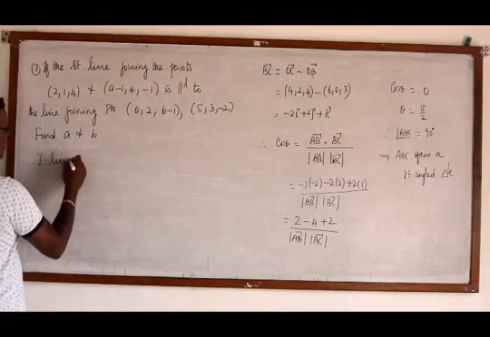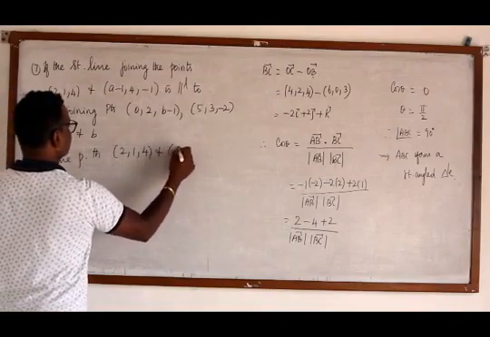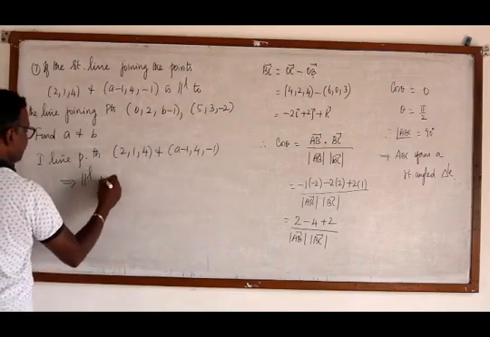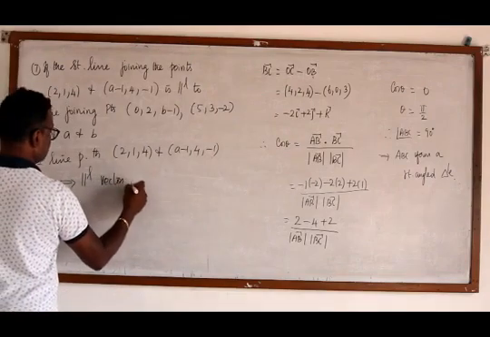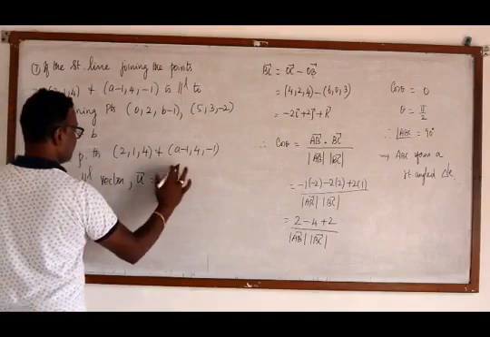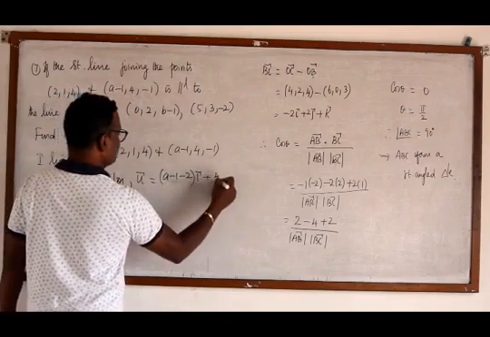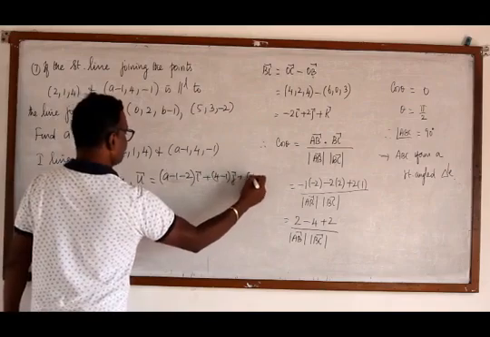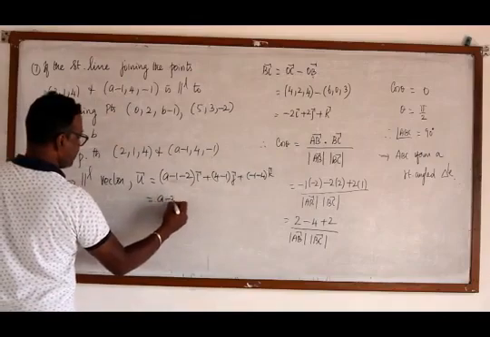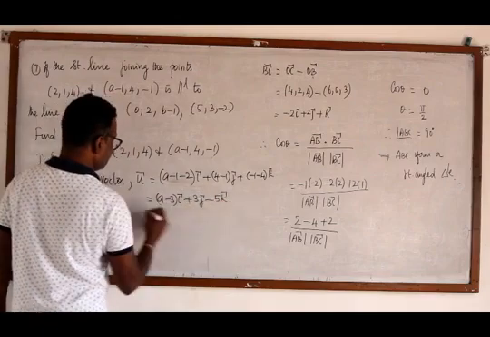The first line passes through (2, 1, 4) and (a minus 1, 4, minus 1). Then this implies the parallel vector u is the second point minus the first point: (a minus 1 minus 2) into i, (4 minus 1) into j, (minus 1 minus 4) into k. Understand, second point minus first point. It is (a minus 3) into i plus 3j minus 5k. This is the u vector.